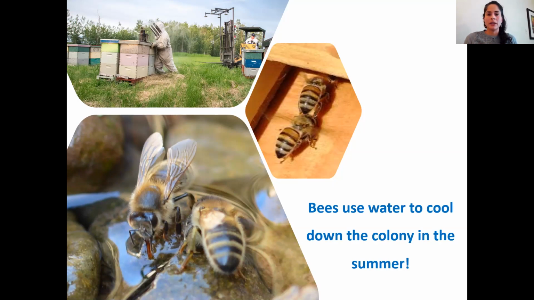They collect water and they spread droplets of water throughout the colony, like on the comb, and they fan the colony to get that air in and cool it down. So they kind of blow air inside of the colony to cool it down when the air goes through those droplets of water. Of course, they don't blow. I say blow, but they use their wings and they fan to get the air to circulate throughout the colony and cool down that way.